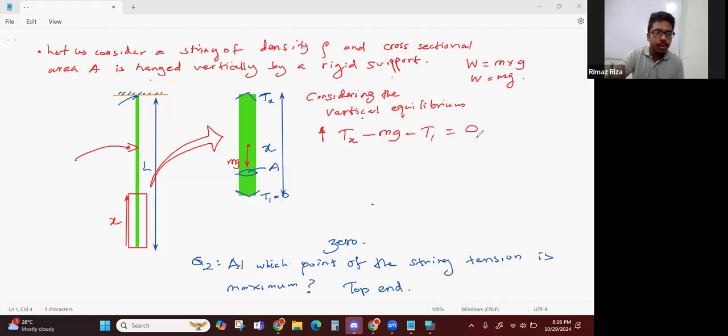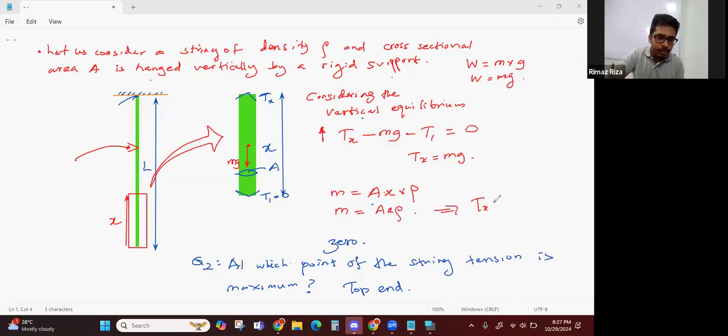So according to Newton's first law, this has to be zero because the object is at rest. That means the forces have to be balanced. So T1 is anyway zero, right? So therefore, we can write Tx equals mg. Okay, so we can write this mass m in terms of x because mass equals volume into density. So volume is A times x in here. The mass of this part of the string is cross-sectional area into the length x, which will give you the volume, into density. So therefore m equals A x rho.